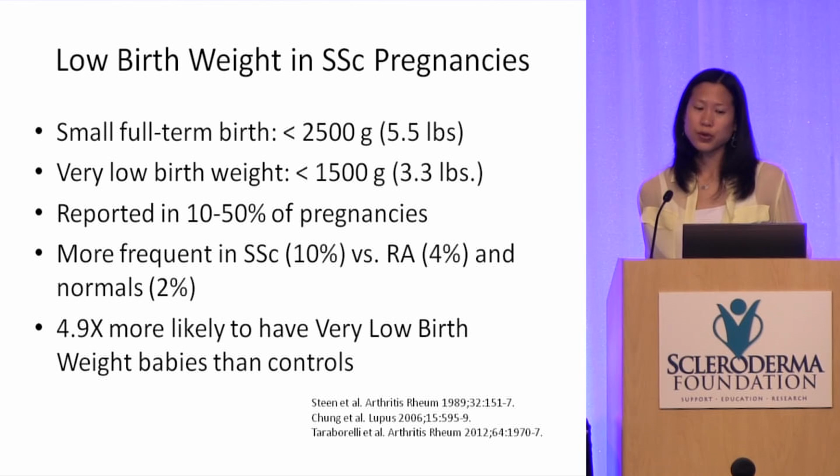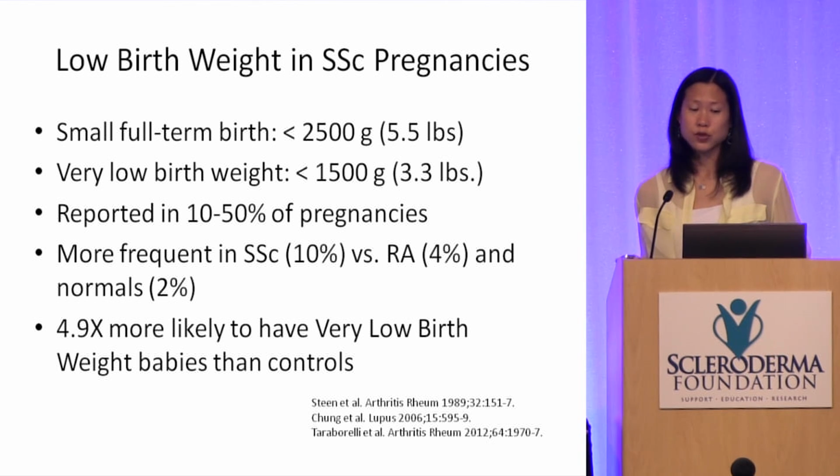In terms of low birth weight in scleroderma pregnancies, the fetus can be either small, full-term birth at less than 2,500 grams or 5.5 pounds, or they can be very low birth weight, less than 1,500 grams or 3.3 pounds, so very tiny. And problems with low birth weight is associated with 10 to 50% of scleroderma pregnancies. And it's more frequent in scleroderma compared to rheumatoid arthritis and normal controls. There's almost a 5-fold higher likelihood to have a very low birth weight baby in scleroderma patients than controls.